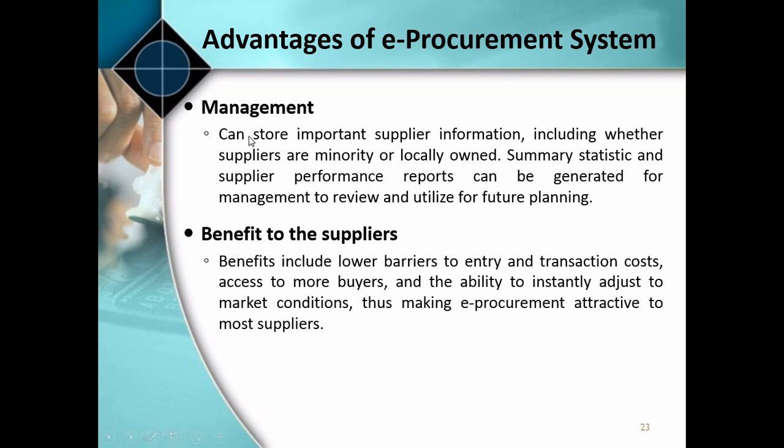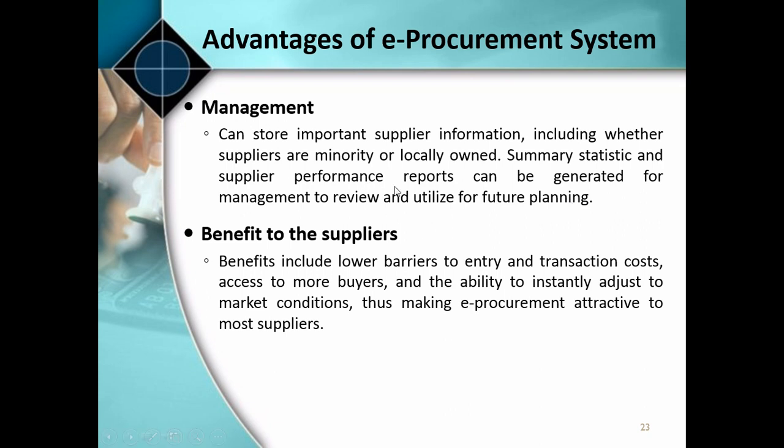Okay, so dia kata bila kita boleh manage. The management is everything relating to purchasing activities, like purchase detail. Semua tu adalah penting. And bila ada e-procurement system, we can store important supplier information, including whether suppliers are minority or locally owned. Kita boleh terus store semua information pasal supplier tu. Summary, statistics and supplier performance reports can be generated for management to review and utilize for future planning.